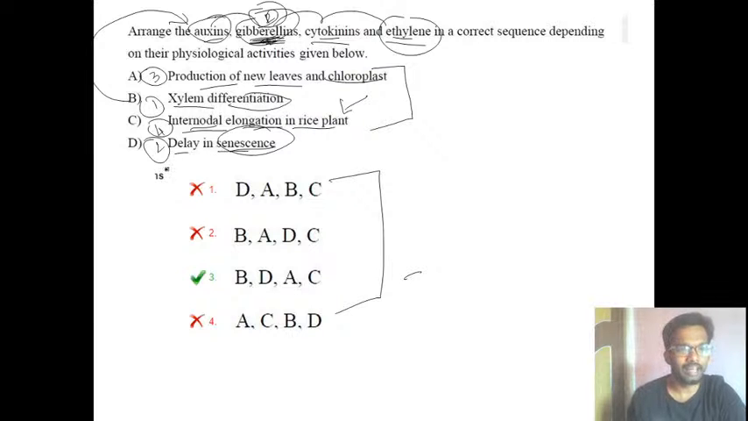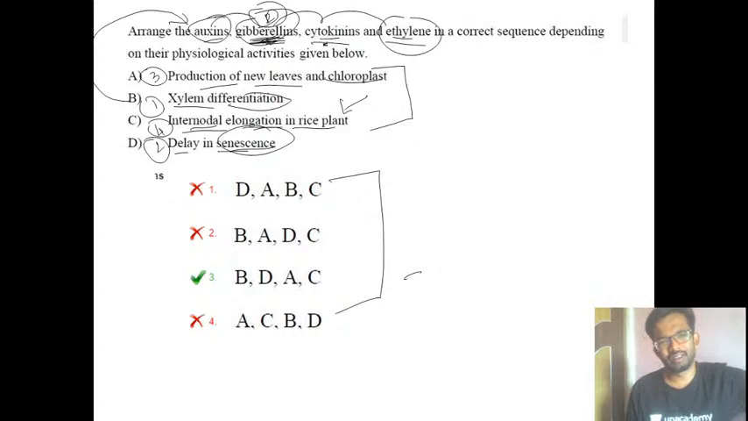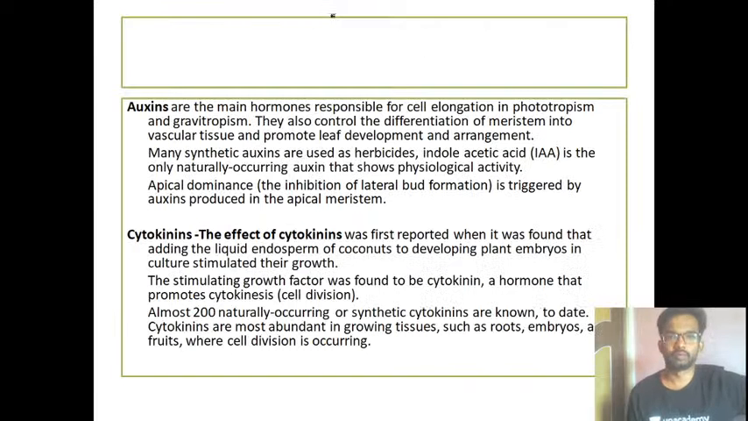I'll tell you the answer and I'll explain the concept. What are the important key points that you should remember about auxin, gibberellin and cytokinin? So now what is cytokinin? Cytokinin helps in the production of leaves and chloroplast. This one is A1, leaves and chloroplast.